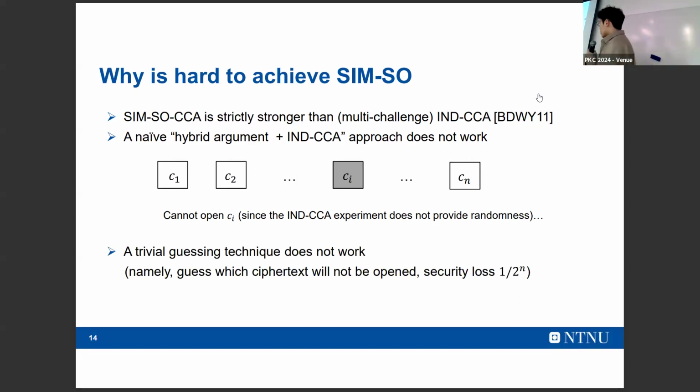And so we cannot use the hybrid arguments. But how about guessing integrity? Like we guess which ciphertext will not be opened by the adversary. But if we use this method, then we have a very large security loss, because basically you need to guess a subset of which ciphertexts will not be opened.